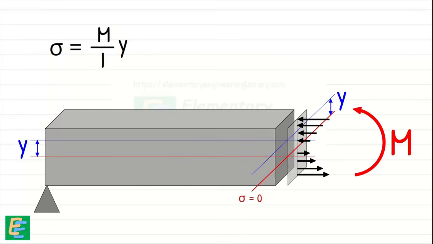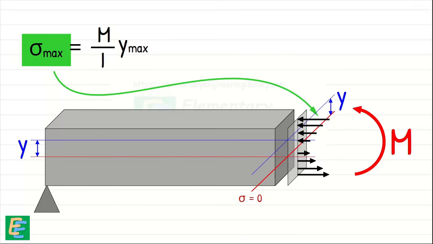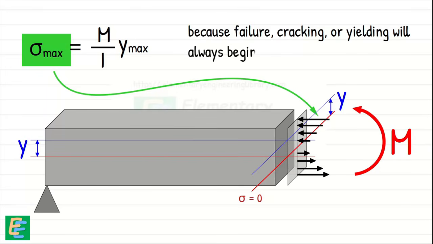Therefore, the maximum bending stress developed in a beam section can be written as this. In practical design, this maximum stress is our primary concern because a failure, cracking, or yielding will always begin where the stress is highest.